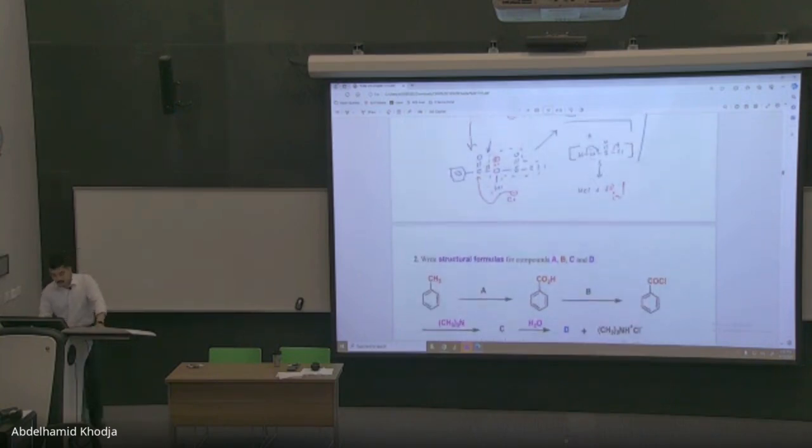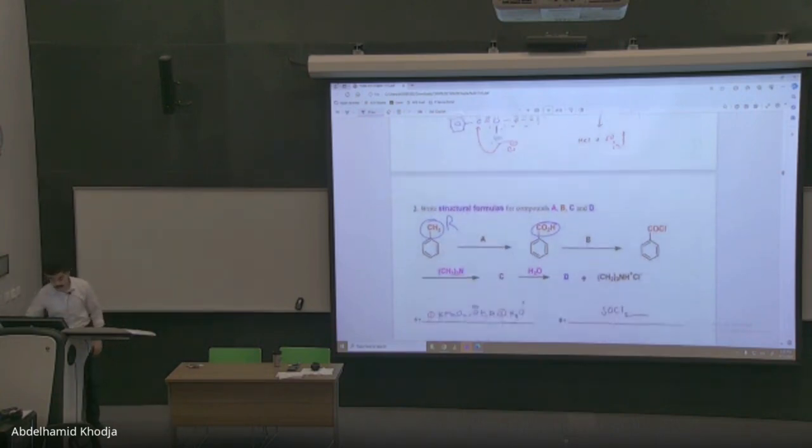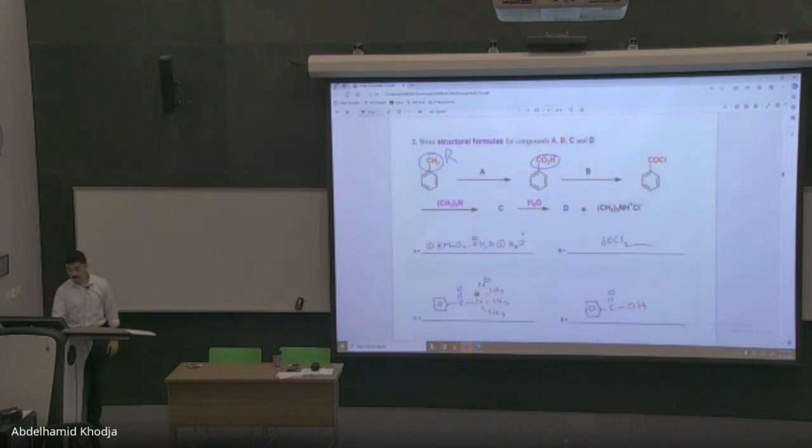Let's see if you guys can remember this. What is this group? This is basically an R group. So how can we go from an R group to a carboxylic acid? It's just one reagent. And it repeats itself. It's KMnO4, OH minus, heat, then H3O plus. R group to carboxylic acid.